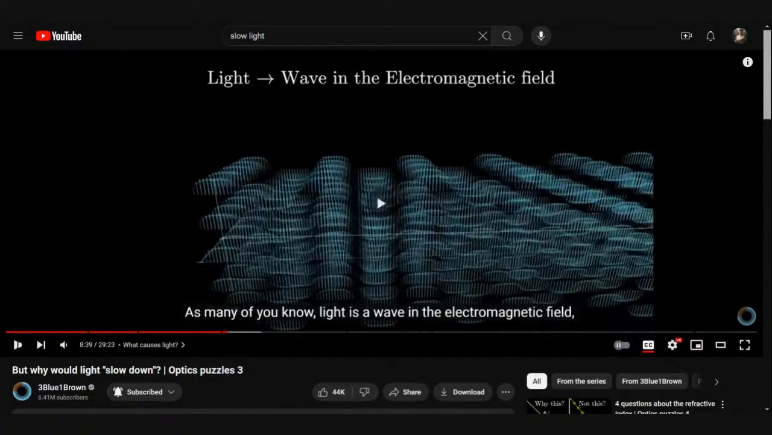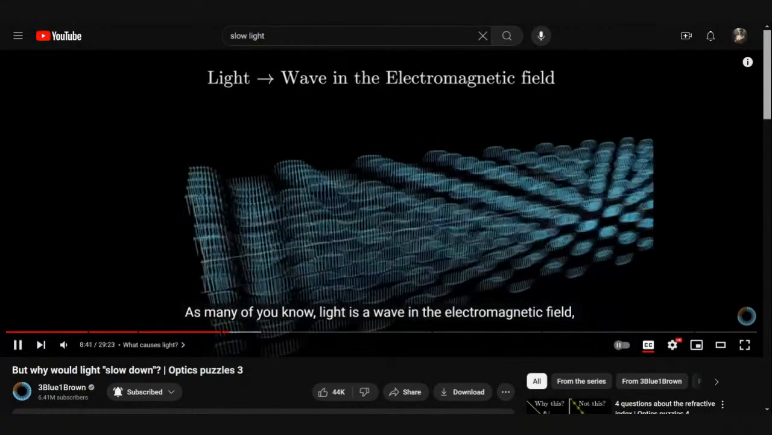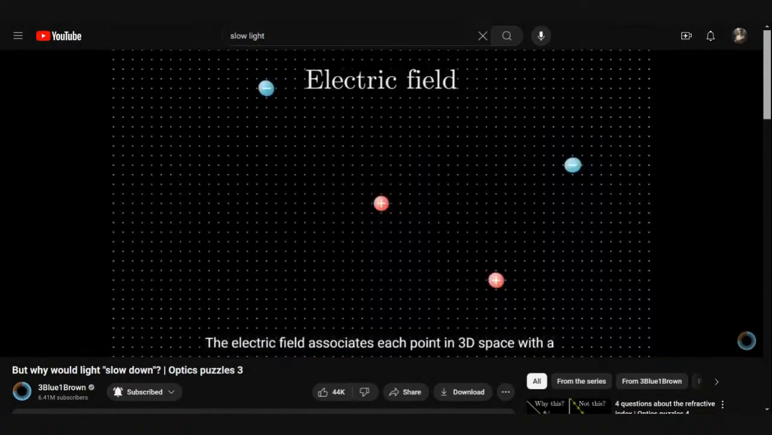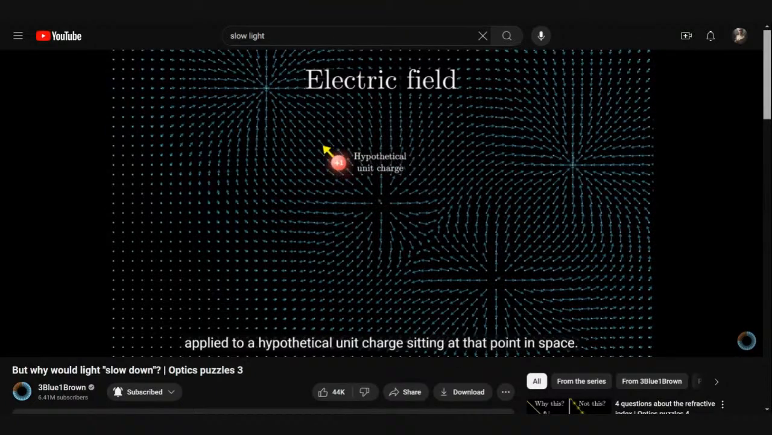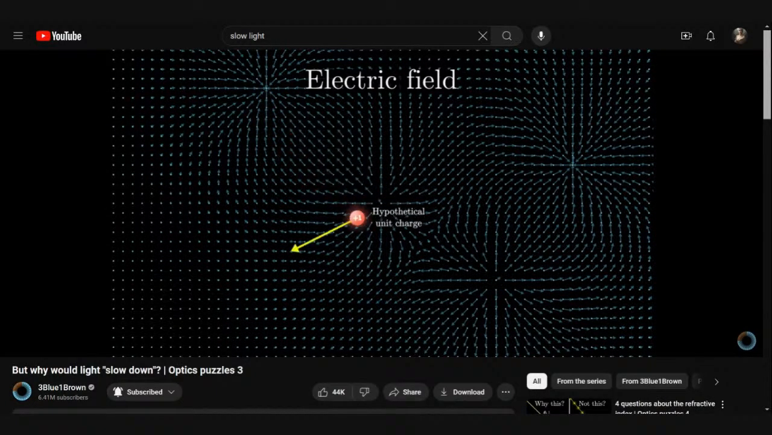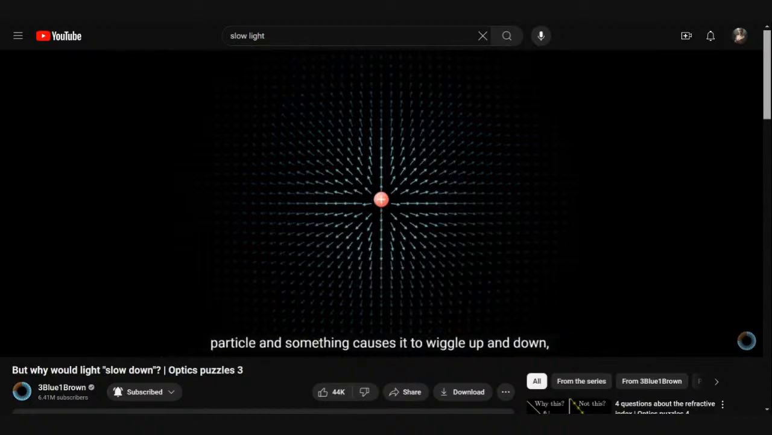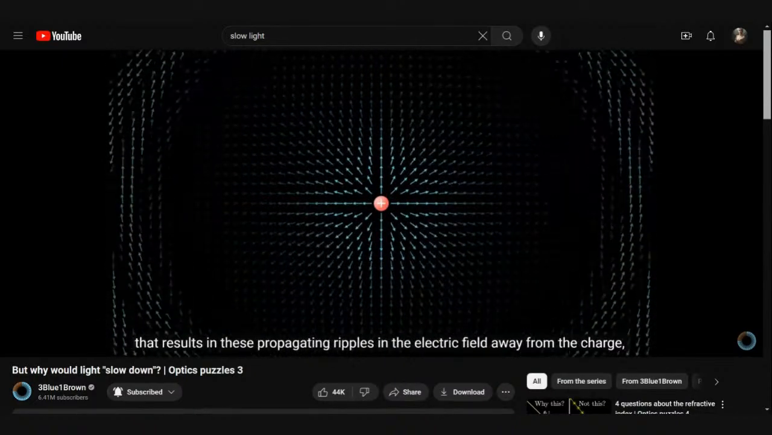Light is a wave in the electromagnetic field, but here we'll just be drawing the electric field. The electric field associates each point in 3D space with a little three-dimensional vector telling you what force would be applied to a hypothetical unit charge sitting at that point in space. The key thing going on with light is that if you have a charged particle and something causes it to wiggle up and down, that results in these propagating ripples in the electric field away from the charge.